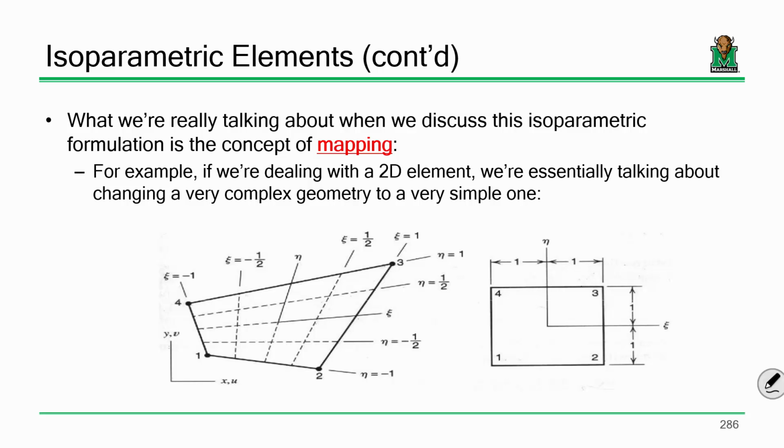Okay, if you recall, what we're trying to do is this. We're trying to take this element of any random geometry, which for our element, this is 0, 0. This is 10, 0. This is 10, 5. And this is 0, 5. Right? Now, what I'm trying to do is map this to a -1 to 1 coordinate system.